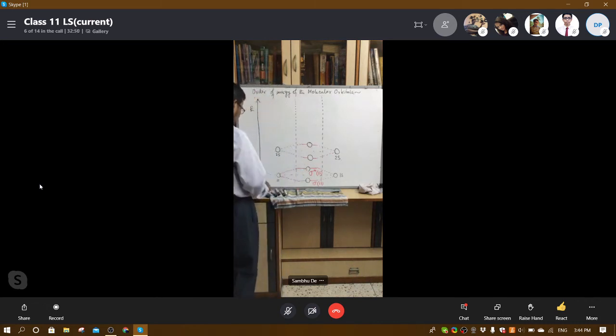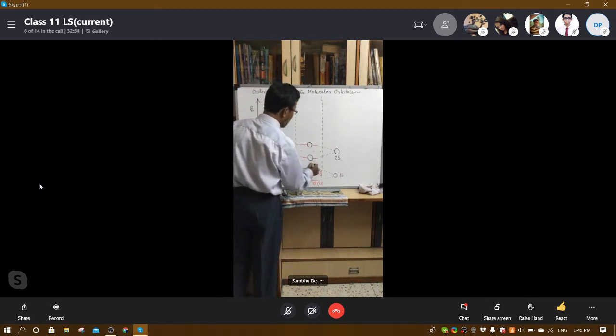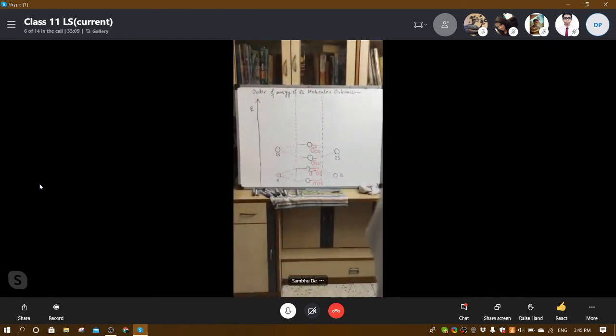So this is what, again, we get sigma 2s, and here I get sigma star 2s. One bonding and one anti-bonding. And then after that will be 2p.